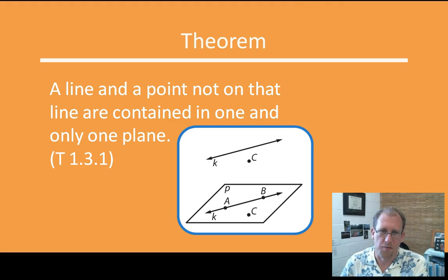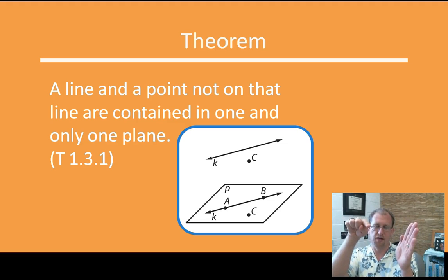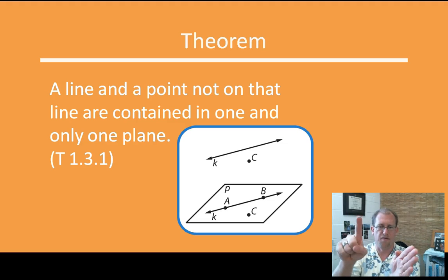The first theorem that we're going to get to here is that a line and a point not on that line are contained in only one plane. So if you have 3 points in space, you define a plane. If you have a line and you pick some point in space next to it, you can only draw one plane that passes through the line and that point. If I take the point away, I can have an infinite number of planes that pass around that line. But if I pick a point, then a plane has to go through that point and then through the line, and there's only one plane that'll do that. Okay.